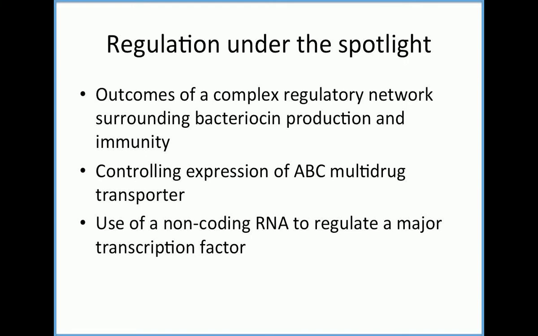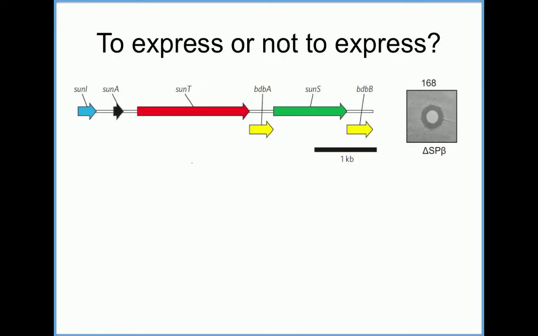So today I'm going to talk to you about 3 different regulatory aspects that we picked out from a big omics study that I was involved in. And this includes the complex regulatory network surrounding a bacteriocin production and its immunity protein, the control of expression of an ABC multi-drug transporter, and also the use of a non-coding RNA to regulate a major transcription factor. So to express or not to express, that is the question.